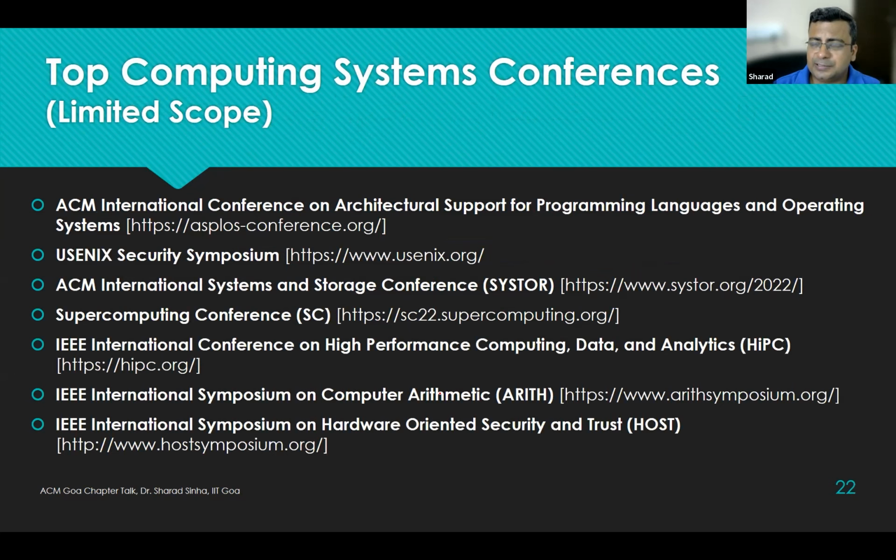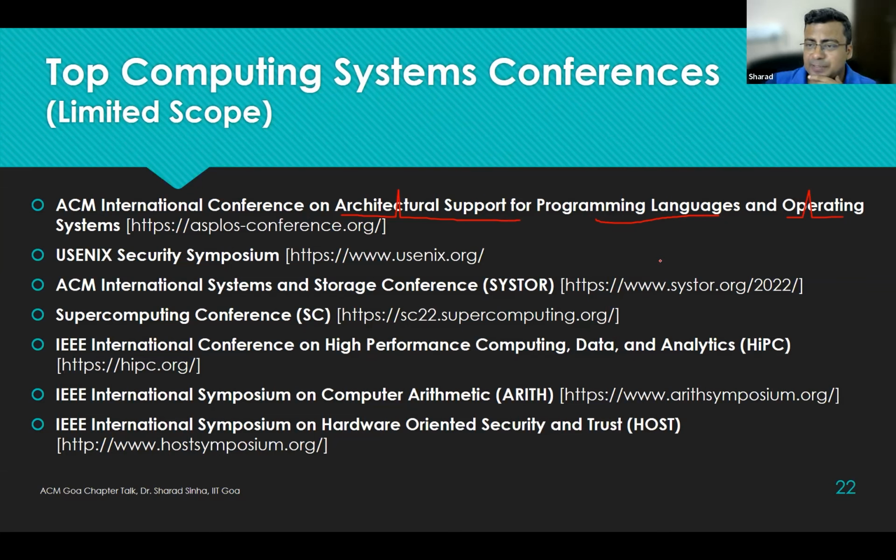Then there are other computing systems conferences which are very limited in scope. For example, we have this ASPLOS, which is Architectural Support for Programming Languages and Operating Systems. So this conference targets the intersection of computer architecture, programming languages, and operating systems. And there are concepts that one can propose to build better operating systems. But then until you do that in hardware, you will not get any benefit.